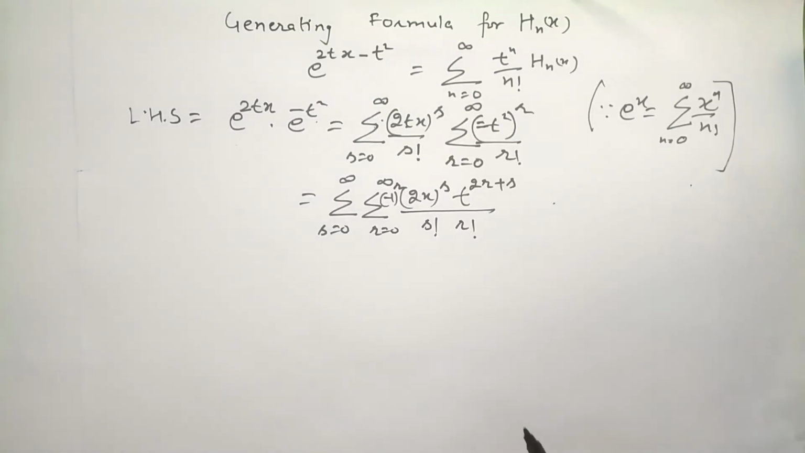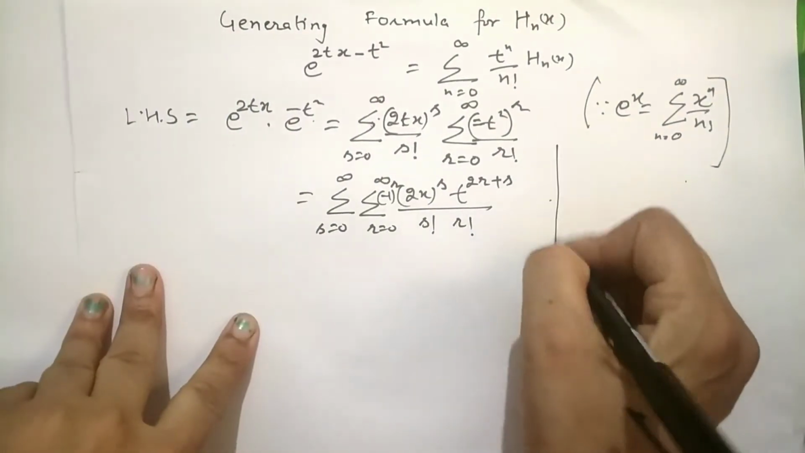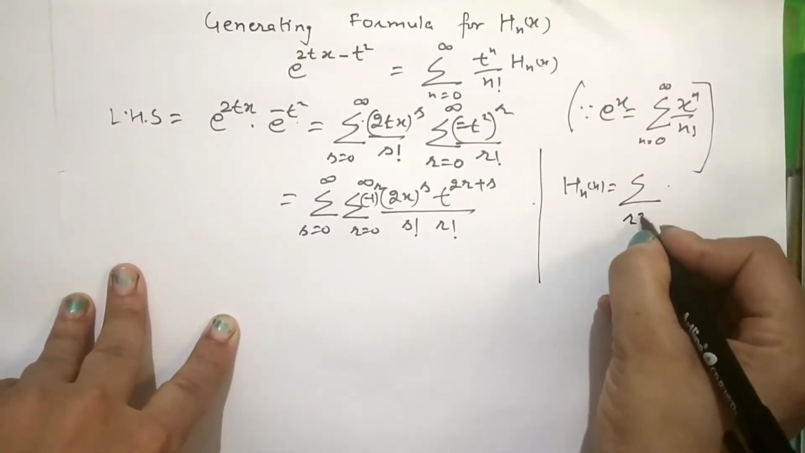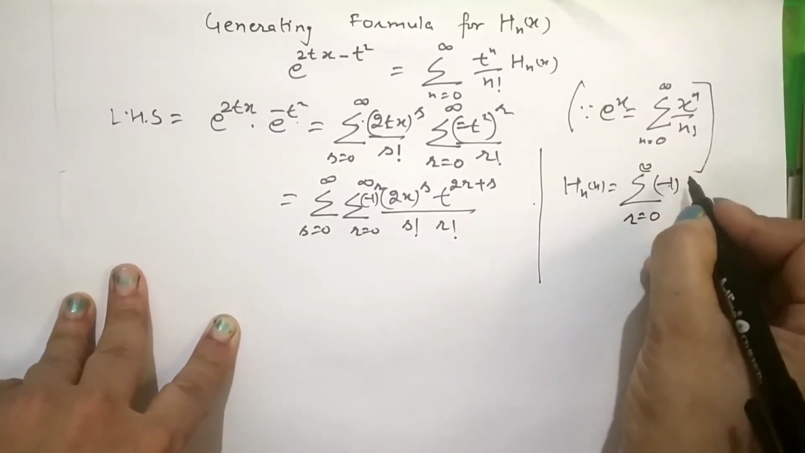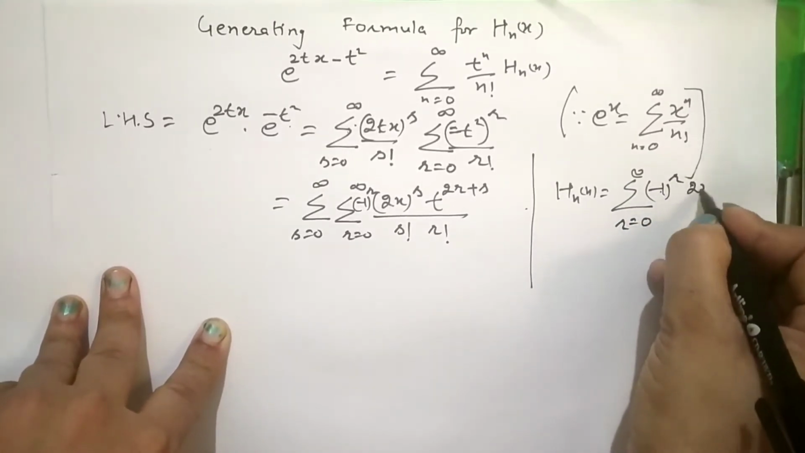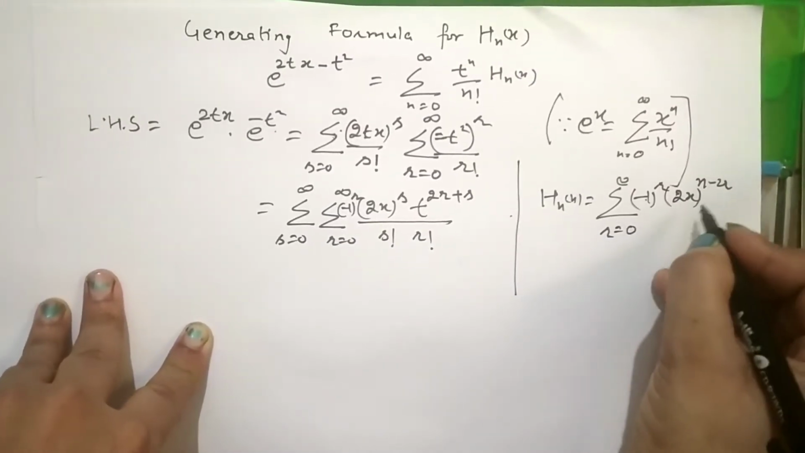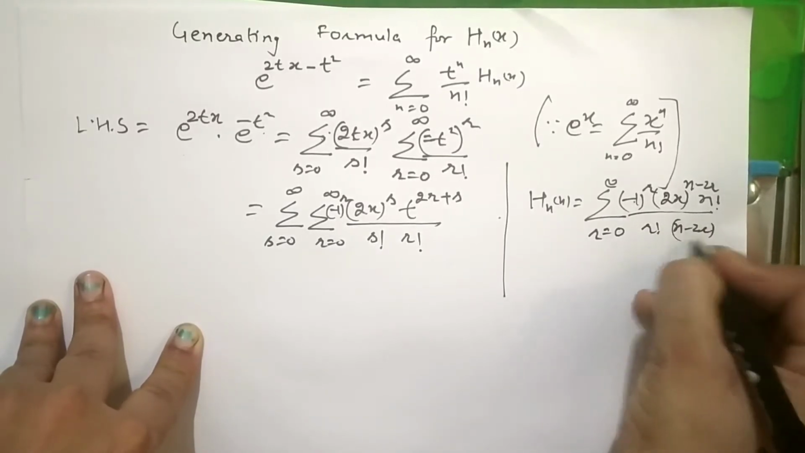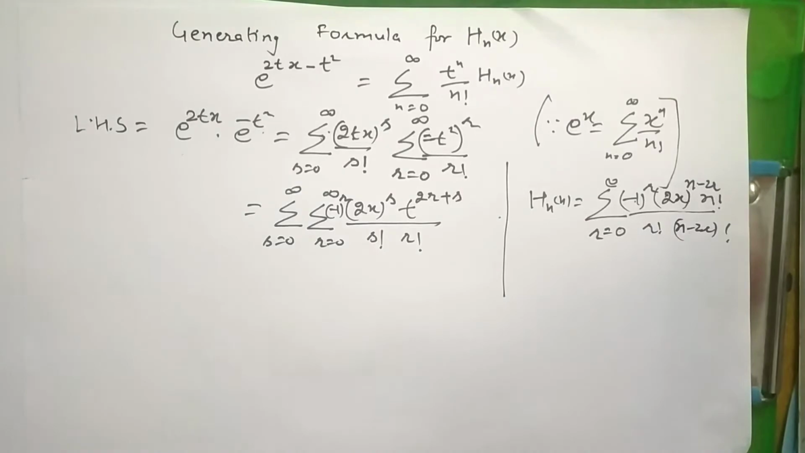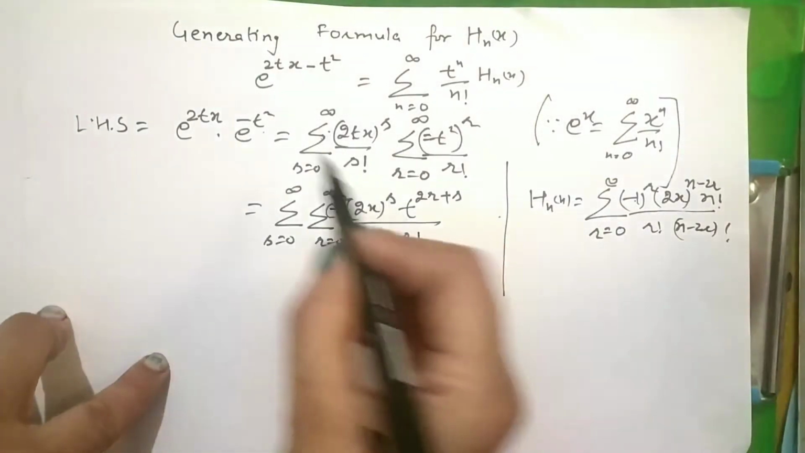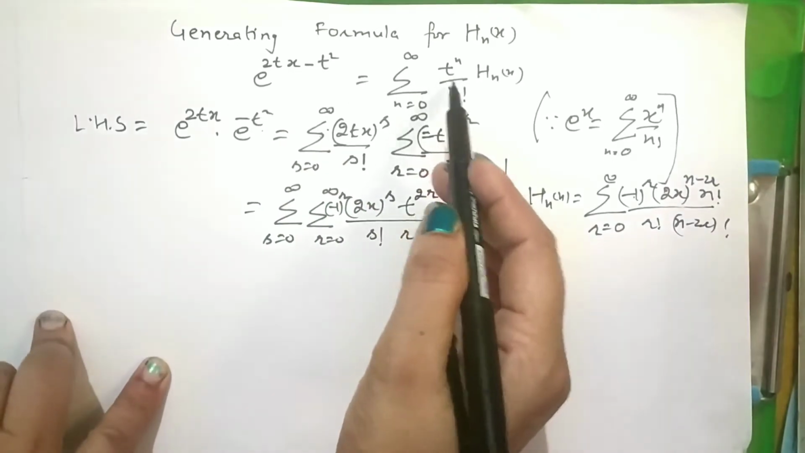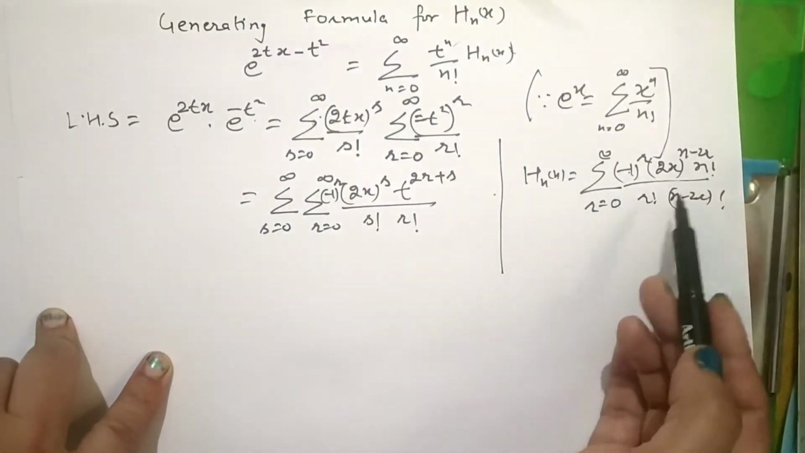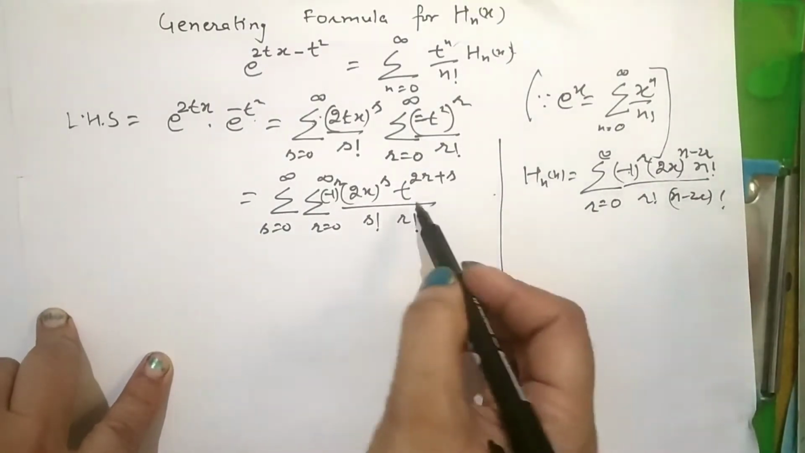Now, keeping in mind the value of H_n(x), I am going to write it here. H_n(x) is summation r varying from 0 to infinity of minus 1 raised to power r, then 2x raised to power n minus 2r into n factorial upon r factorial n minus 2r factorial. So this is the value of H_n(x). We started from the left hand side and have to reach the right hand side where we need H_n(x). So we have to write this summation and everything in this way, and find H_n(x) out of this.